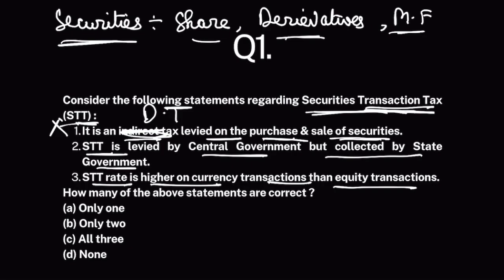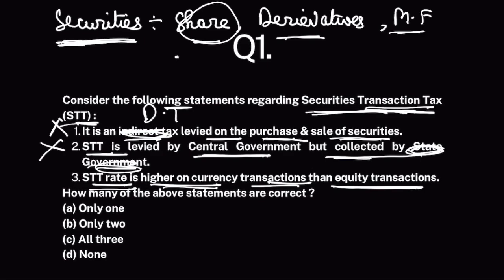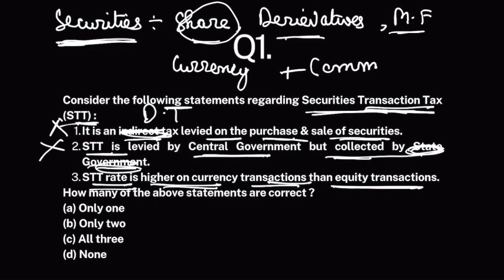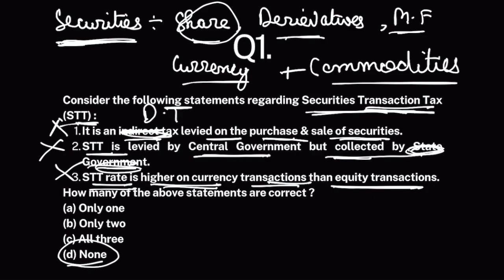Now, STT is levied by central government and also collected by central government. State government has no role to play in this. And STT rate is higher on currency transactions than equity transactions. Shares are basically called equities. Now, remember, within this category of securities, currency is not included. Commodities are not included. So there is no STT on currency trade, whether you're buying dollars or selling dollars, and no STT on commodity trade. So this is also false. So, no statement is correct.